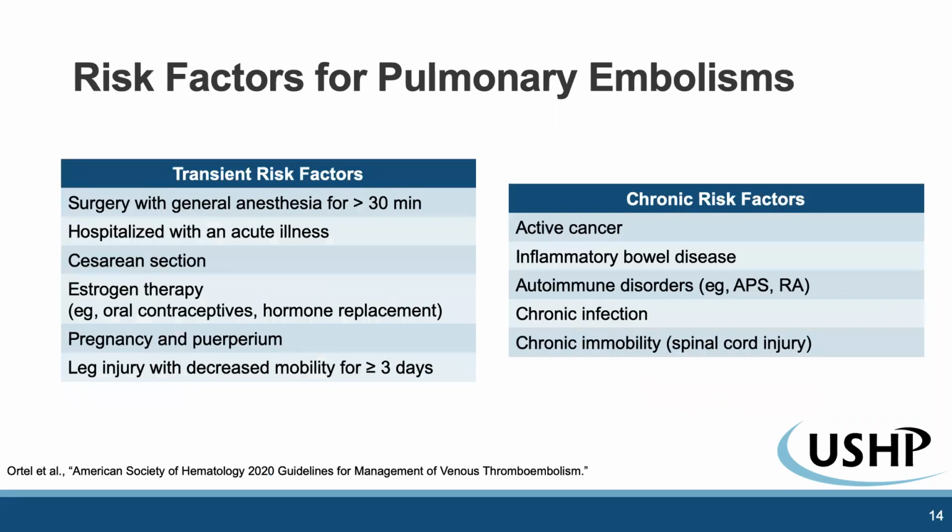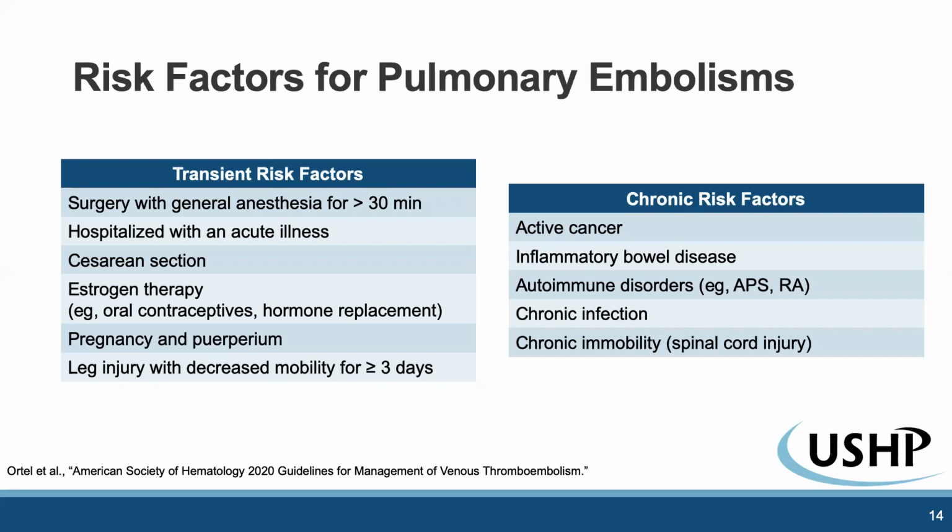When looking at risk factors for this population, this can be divided into two categories. So we have transient risk factors as well as chronic risk factors. When we take a look at the transient risk factors, we first can see those with surgery or who have received general anesthesia for greater than 30 minutes, those who are hospitalized with an acute illness, patients who have had a C-section or are on estrogen therapy, as well as pregnancy, and those who have a leg injury with decreased mobility for greater than or equal to 3 days.